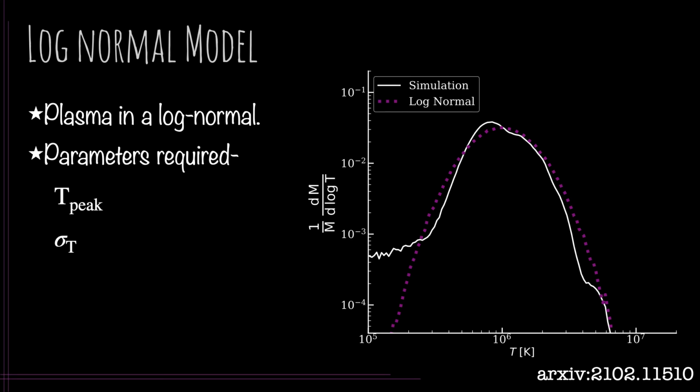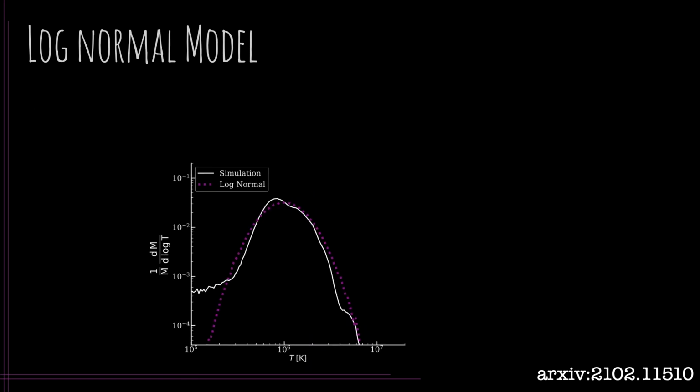To improve on the shortcoming of the 2T model, we propose a new spectral fitting model, that is, the log normal model. This model assumes that the mass distribution of the plasma follows a log normal in temperature. It is parameterized using a peak temperature and a width around a peak. Instead of an unphysical delta function, the gas has a broad distribution around a peak, seen as a magenta curve on top of the white curve from simulations.